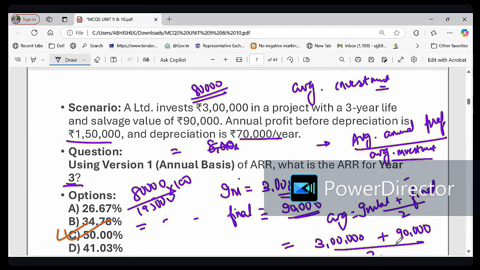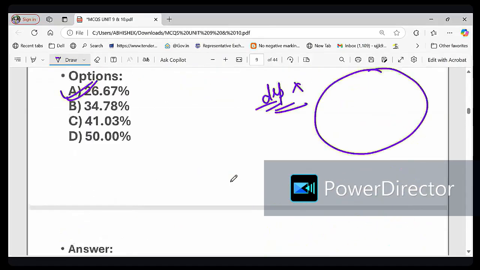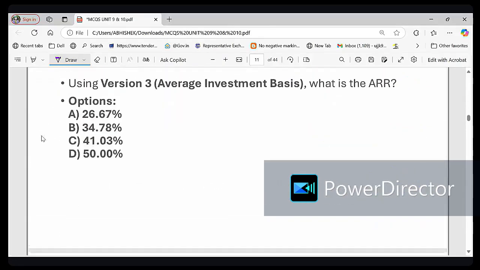Can you tell me what value you are getting? In the numerator, just write 80,000. In the denominator, just write 1,95,000. Please let me know what value you are getting. I am getting 41.03%. Are you getting the same? So let me come back to this question. This is the third question, as you can see. The answer is 41.03%. So this is called ARR value number 3.